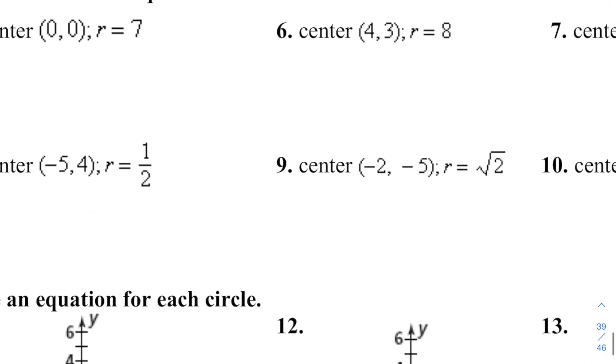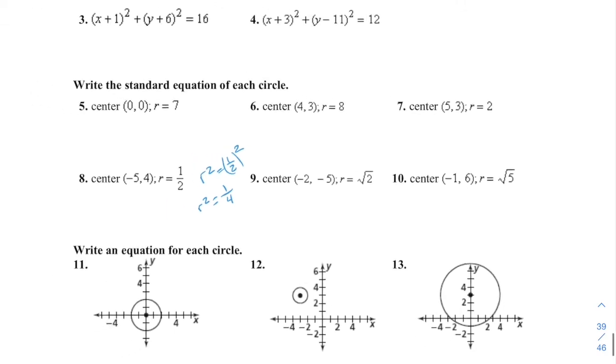Here's one: 1/2. When you square, don't forget r squared is going to be 1/2 squared. That's 1 times 1 is 1, 2 times 2 is 4. So r squared is 1/4 for that one.